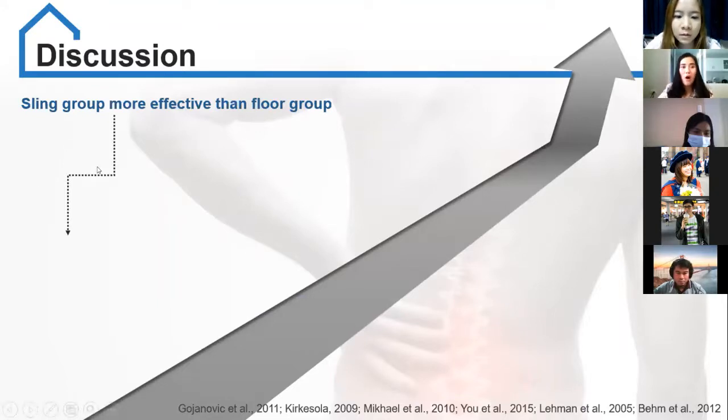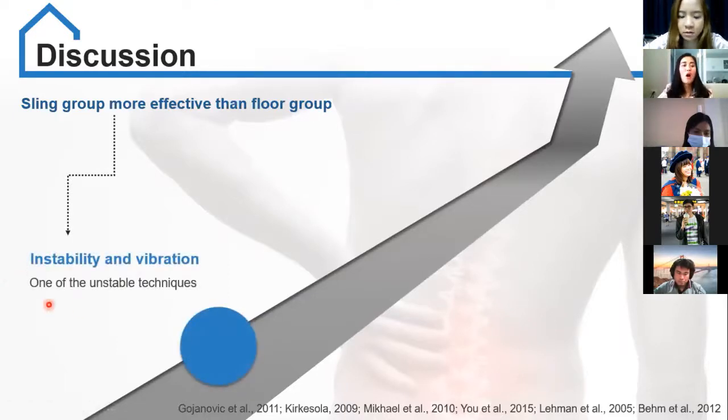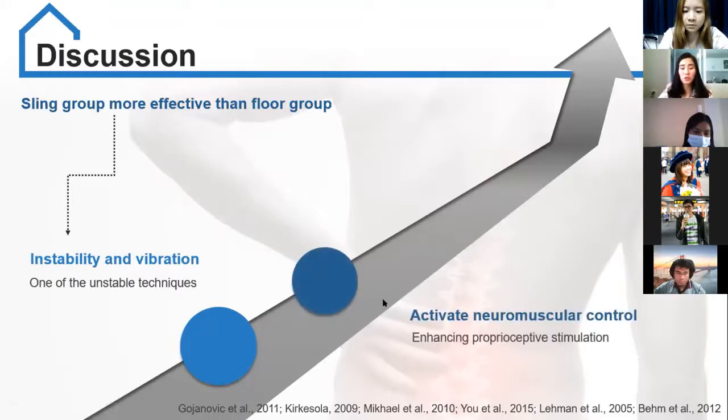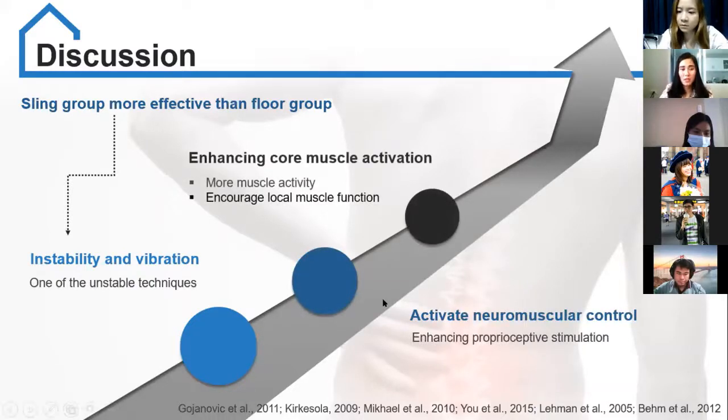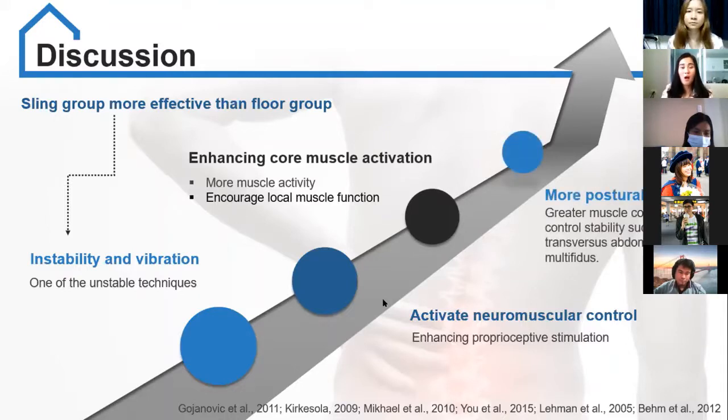The greater improvement in postural stability shown by the sling group may be explained by the instability or vibration technique. Sling exercise is an unstable technique that activates neuromuscular control more, giving more muscle activity, especially of core stabilizer muscles, for example the multifidus and transversus abdominis muscles. When exercising in the sling, there is a perturbation that needs greater muscle contraction to control body instability.